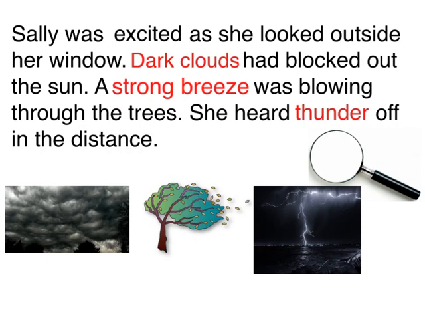Now let's put these all together. What is about to happen when there are dark clouds, a strong breeze, and thunder? Well, a rainstorm is about to happen. We know that from prior knowledge, even though the passage never uses the words storm or even rain.